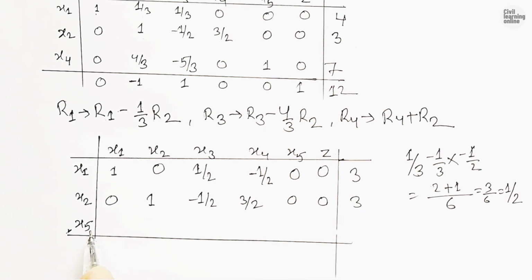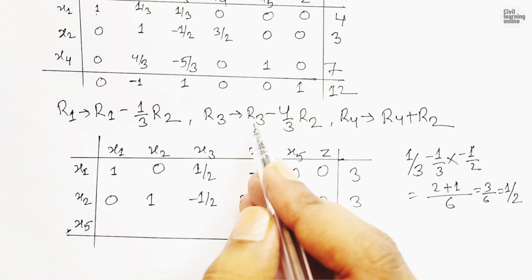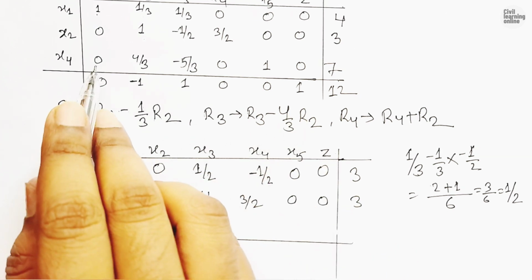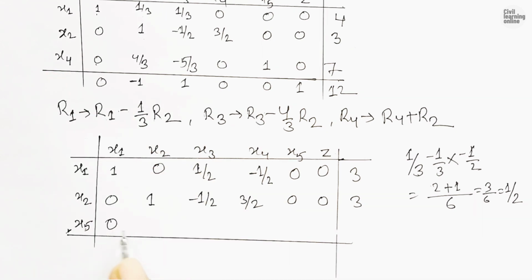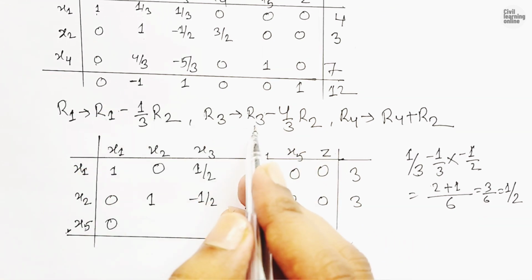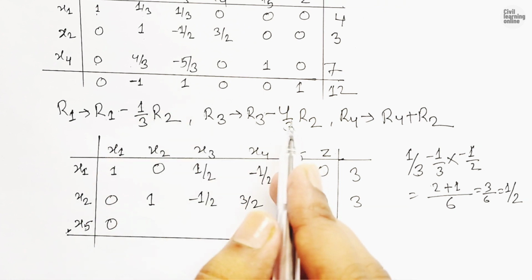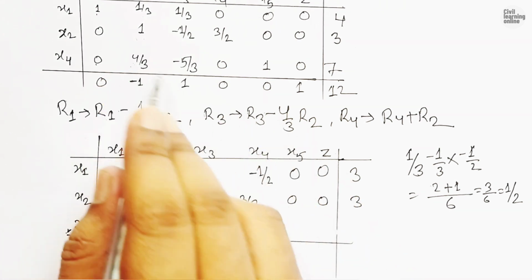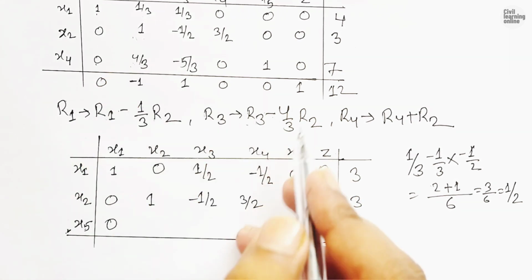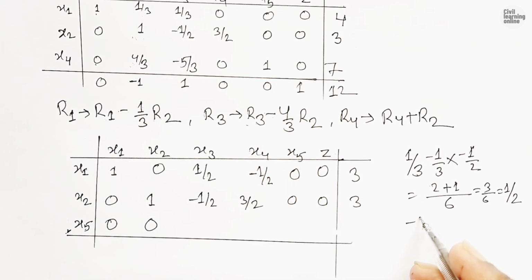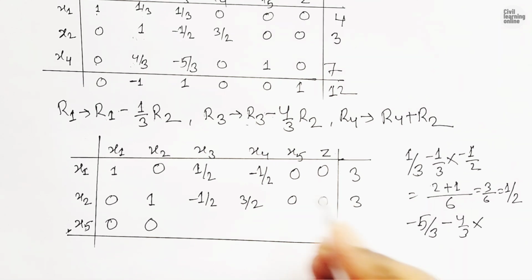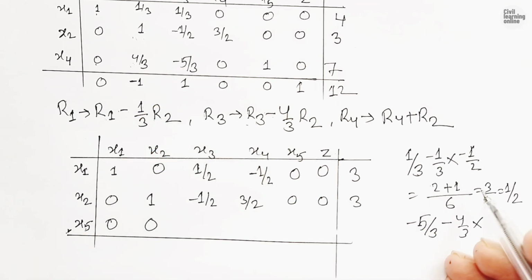Similarly, on doing operation on the third row, that is R3 minus 4 by 3 R2. R3 is 0 minus 4 by 3 times 0 is going to be 0 here, and in the next, R3 is 4 by 3 minus 4 by 3 times 1. 4 by 3 minus 4 by 3 times 1 is going to be 0 here. Similarly, we have minus 5 by 3 and minus 4 by 3 times R2, which is minus 1 by 2.